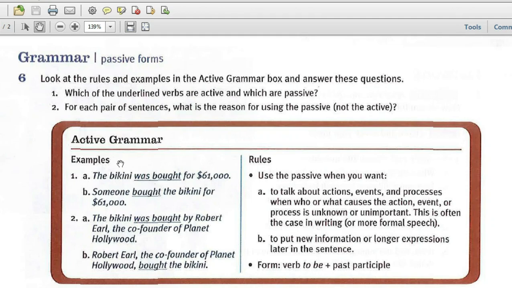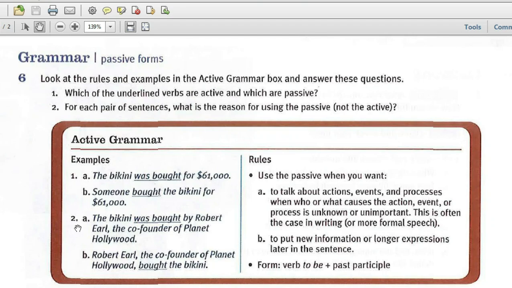The bikini was bought, of course, was bought happened to the bikini. Something happened to the bikini. What happened? The bikini was bought. But someone bought, the bought here is because someone did something, not someone was bought. This person did something. This bikini, something happened to the bikini.